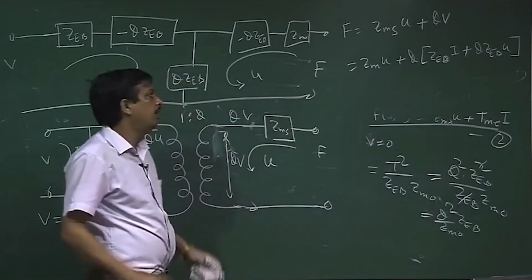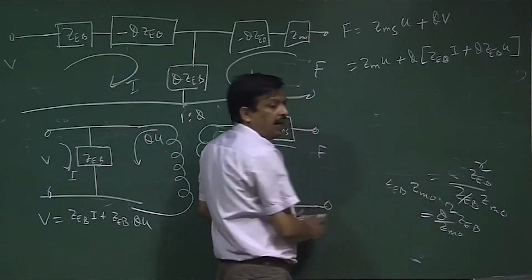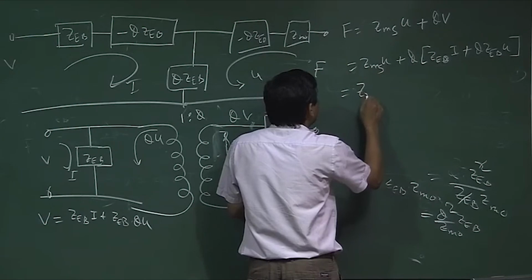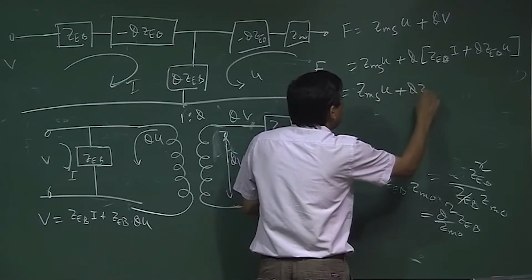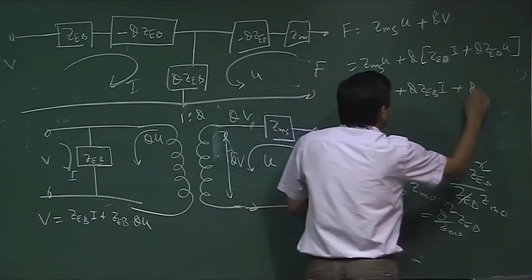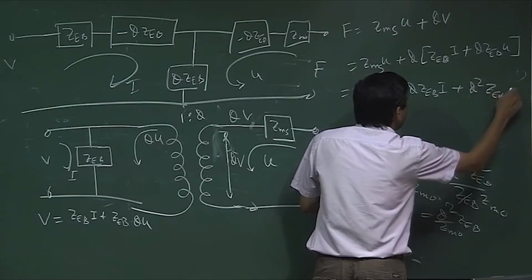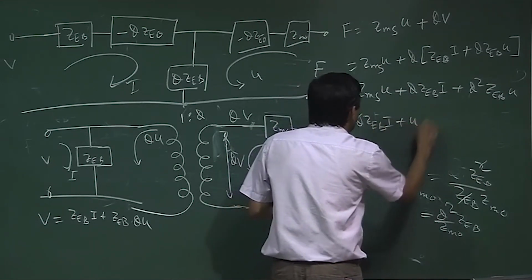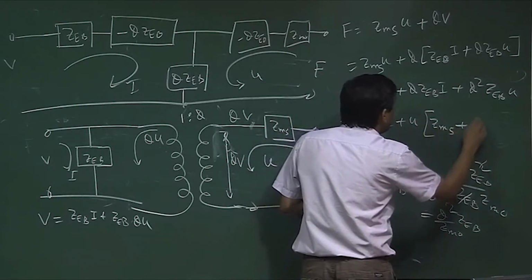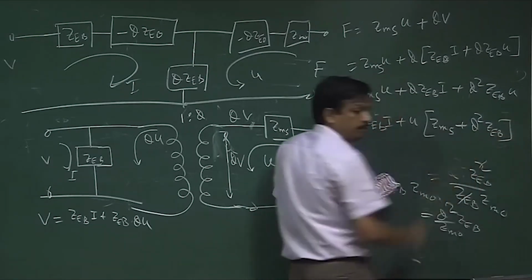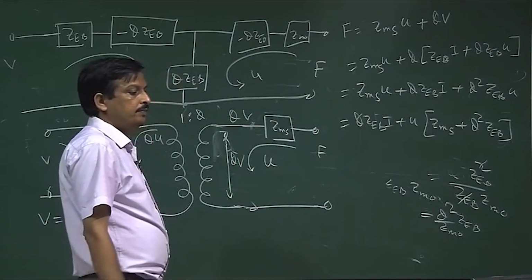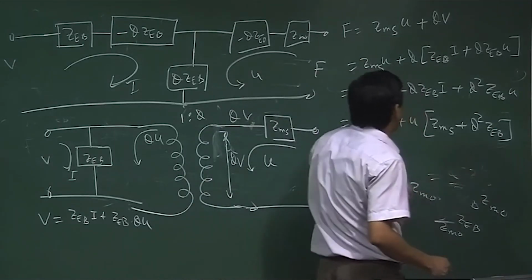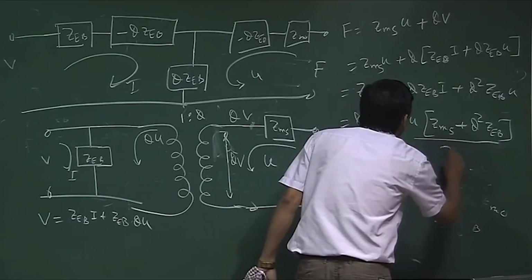I put the voltage V there. Now, once I put V here, what do I get? I get ZMS into U plus phi ZdB I plus phi square ZdB U. So, I can write phi ZdB I plus U into ZMS plus phi square ZdB. Okay, phi square ZdB. So, from the relationship between ZMS and ZdB, this is nothing but ZMO.